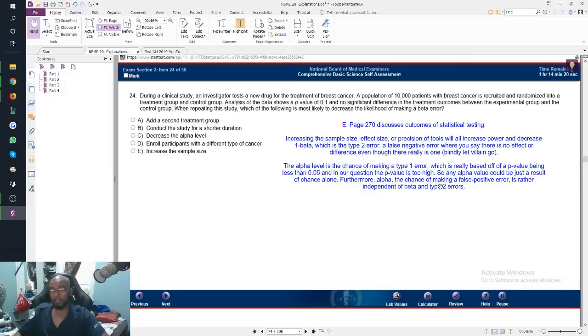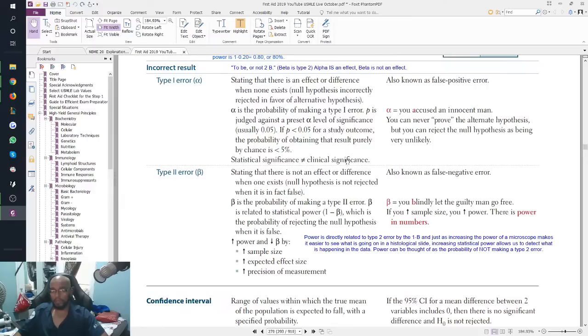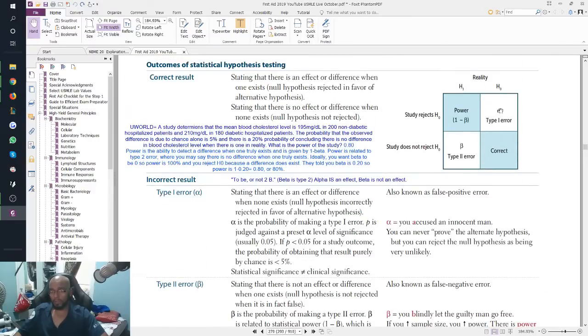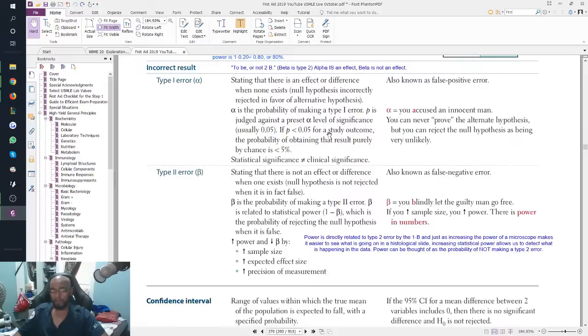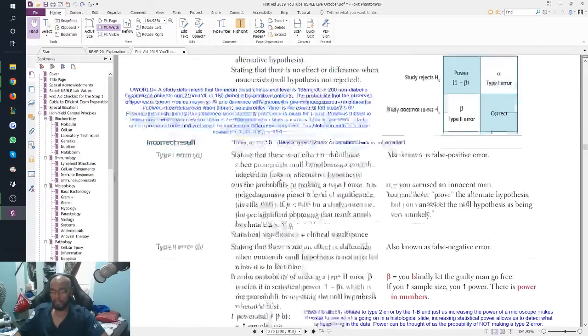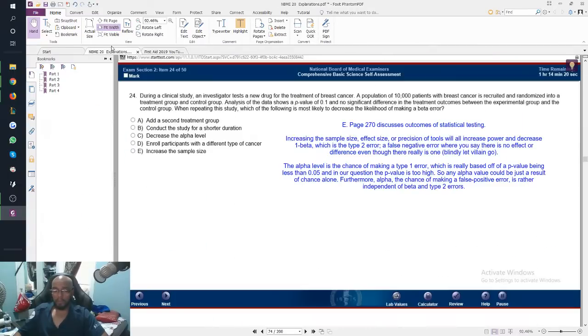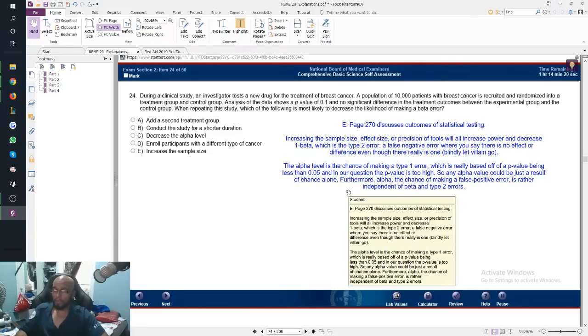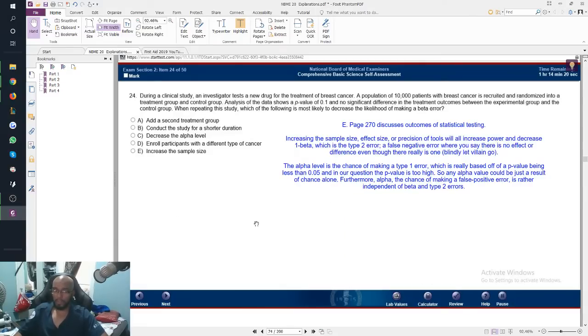Furthermore, alpha, the chance of making a false positive error, is rather independent of beta and type 2 errors. They're really not related to each other. There's no real equation where you relate alpha and beta to each other. Okay? So, pretty interesting stuff. Not exactly something people are fans of, but you're not going to always remember it anyway, so make sure you review it before your test. This is always one of the few things you look at before your test.